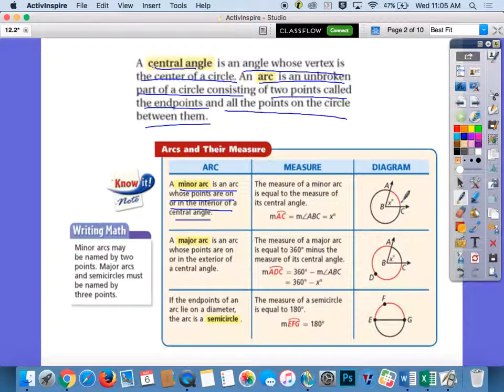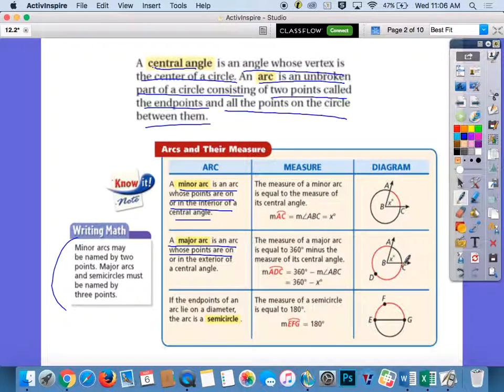Okay? Your major arc is going to be the arc that lies on the exterior of the central angle. So your major arc here would be ADC. You can remember: minor, little; major, big. Interior and exterior. So minor arcs may be named by 2 points. Major arcs must be named by 3 points. You can actually use 3 points to name a minor arc, which you'll see in a second. Major arcs have to be named by 3 points.